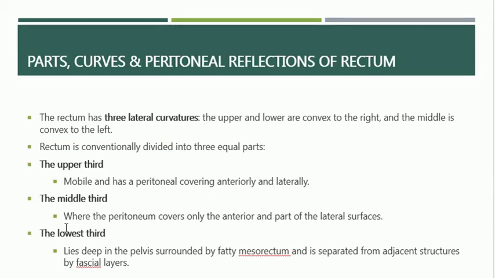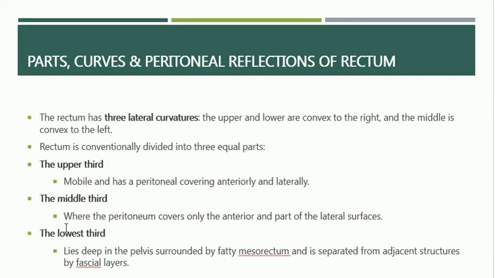So in an upper one-third and the lower one-third, in a coronal section, this curve is towards the right. It is convex towards the right side, and the middle one is convex towards the left side. We usually divide the rectum into three equal parts: upper third, middle third, and then the lower one-third.